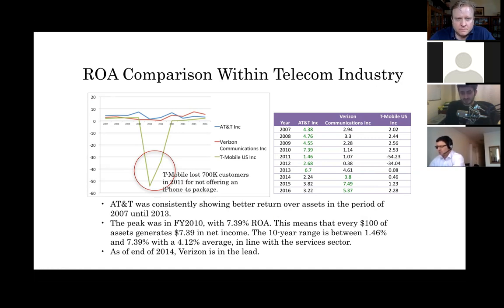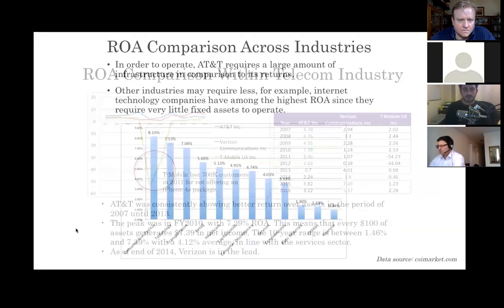The peak for AT&T was in 2010. They reached 7.39%. This means basically that for every $100 of assets they have, they generate $7.39. The 10-year range is between 1.46 and 7.39, so we have more or less for this kind of industry what the range is, and the average is around 4%. Okay, if we can go to the next page.